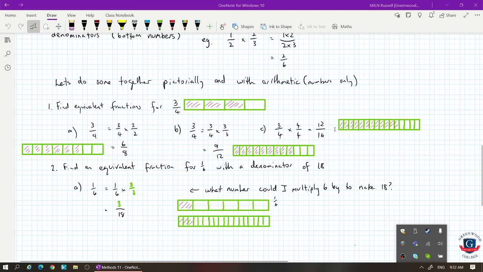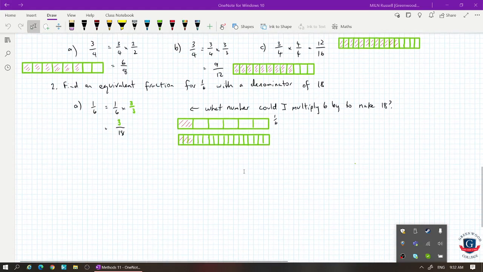Similarly, if we wanted 16ths, I could divide this into 16 parts by splitting each of these into 4. So that's what I've done here. Then count up how many parts are shaded. Well, I'd have 4 from this part and 4 from that part and 4 from that part, which will give us this 12 parts shaded over here, out of a total of 16 parts. And we could do that with arithmetic by multiplying 3/4 by 4 on 4. 4 by 4 will give me 16 parts. 3 by 4 will give me 12 parts shaded.